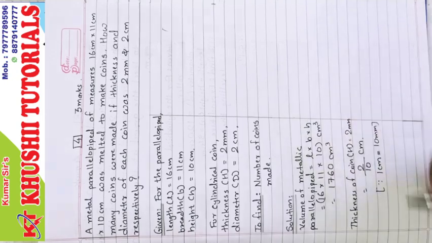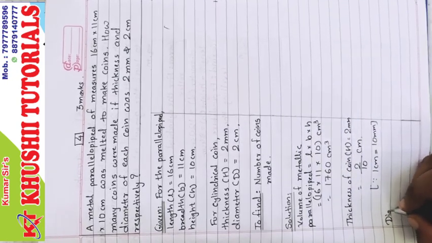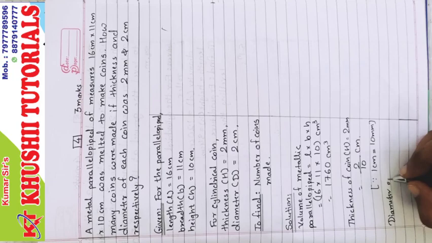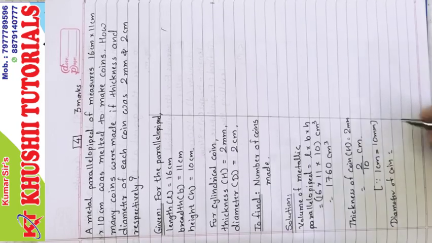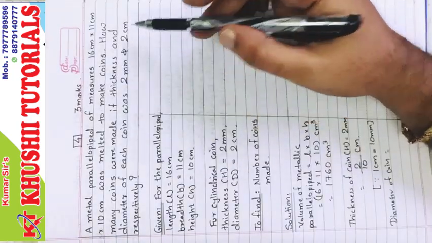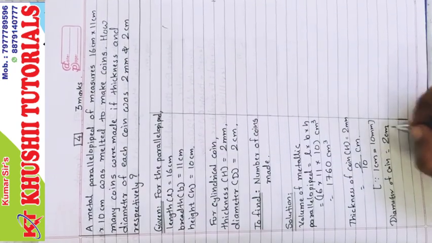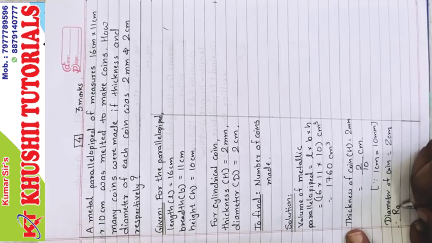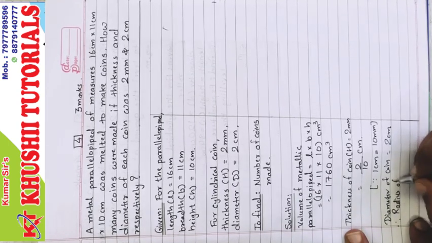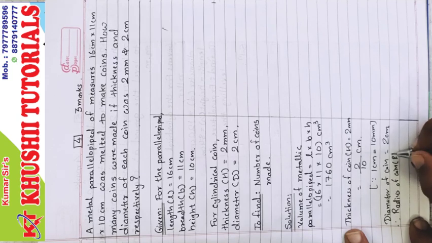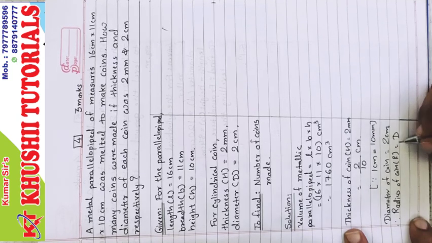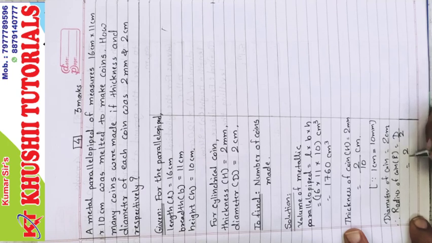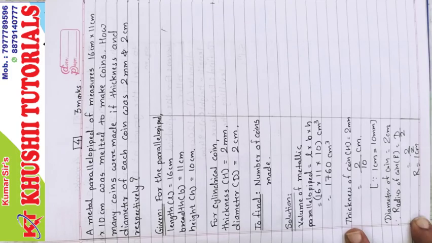Now diameter of a coin. Diameter of coin is given 2 centimeter. Therefore radius of a coin we'll assume R equal to diameter upon 2, which is 2 upon 2, and that is 1 centimeter. So we got radius equal to 1 centimeter for a coin.